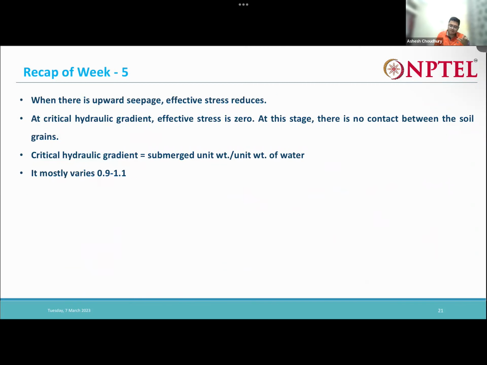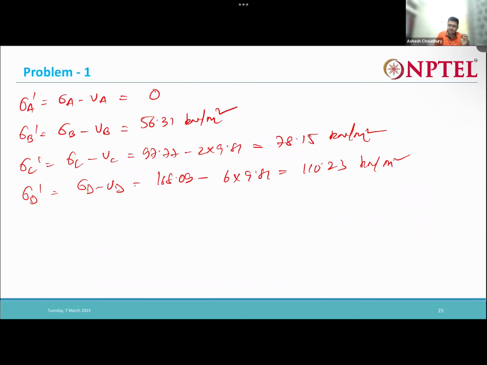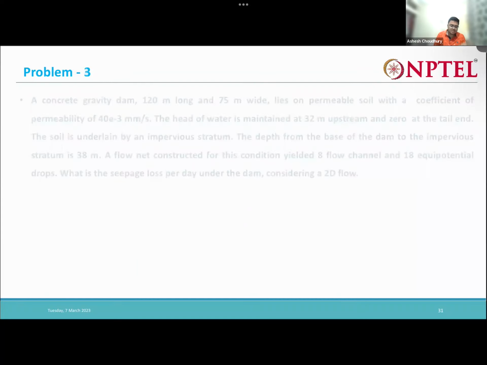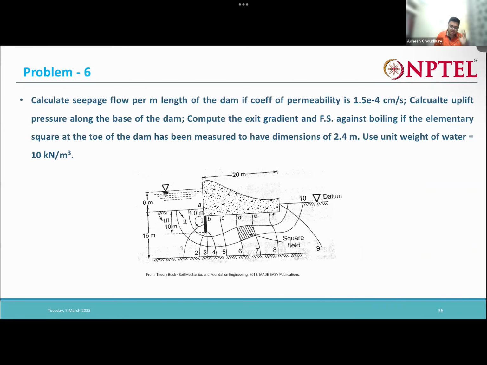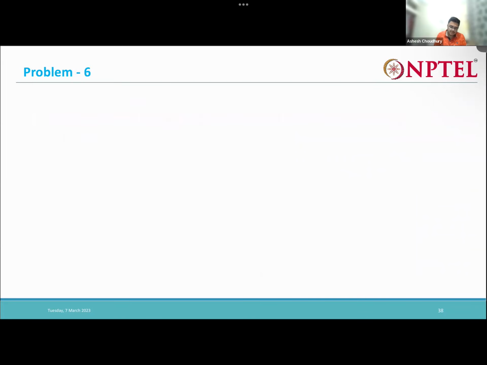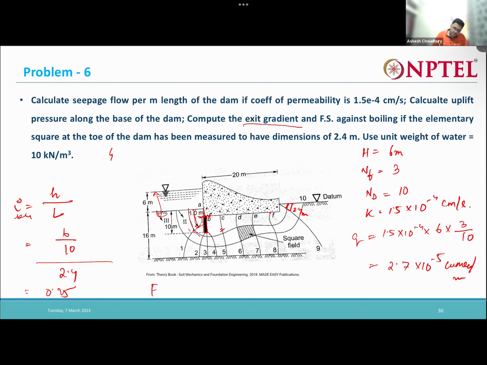In our case, we don't have the G and E value, right? So we cannot calculate the critical hydraulic gradient. What we can do is safely assume that the critical hydraulic gradient is 1, since it varies between 0.9 and 1.1. Let us calculate safely that it's 1. So if it's 1, what will be the factor of safety? What is the formula for factor of safety?